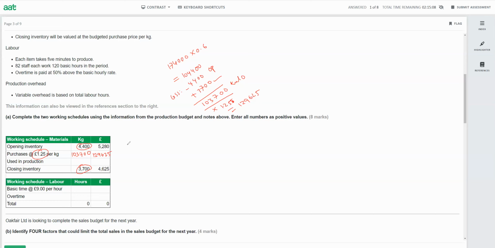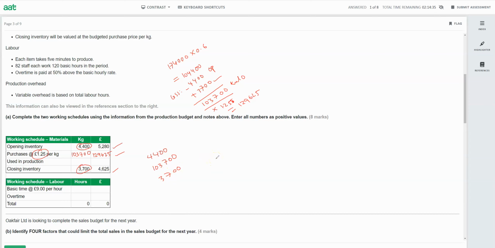And now we have the three amounts here, so opening, purchase, and the closing. Now I can easily find the difference, the production. If we have one figure missing, you can always find it out. So how do we find it out? We have 4,400 as the opening, and in the purchase we have 103,700, and on the closing we need 3,700. So how much did we use in the production?